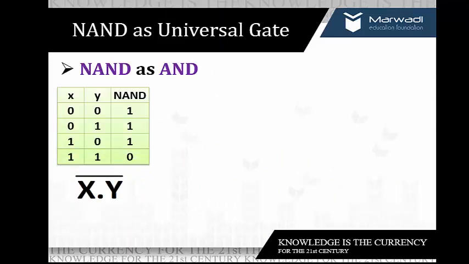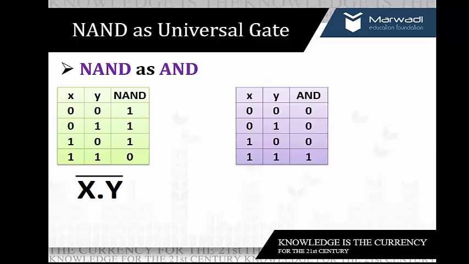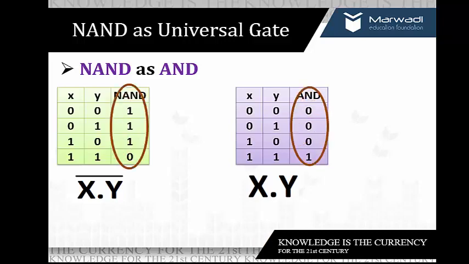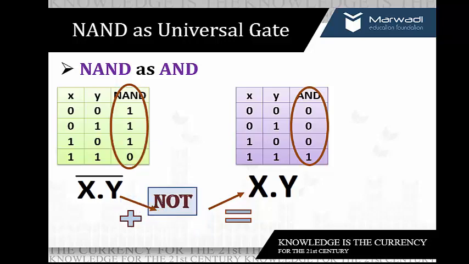Now my next is NAND as AND gate. The Boolean expression corresponding to NAND gate is (x dot y) whole complement and that of AND gate is x dot y. Now looking at the output in the truth table, we can easily identify that the output for AND gate is completely toggled compared to that of the NAND gate. That means on application of one single module of NOT gate, I can convert my NAND gate into AND gate.